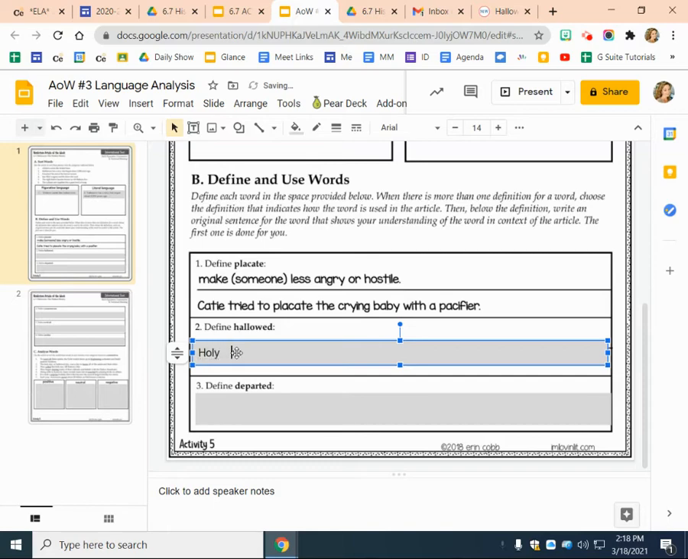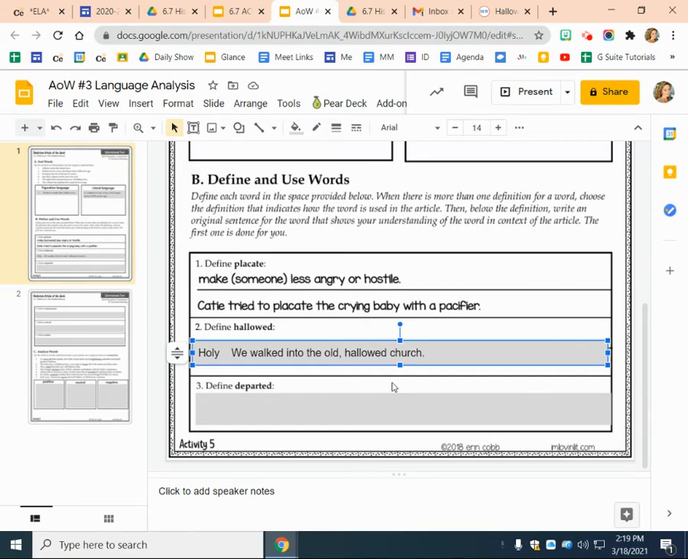And I'm going to write a sentence that shows that I understand what it means. I'm going to say, we walked into the old hallowed church, period. Okay, so a church is hallowed, it's holy. So if I can replace hallowed with the word holy, you can see where it makes sense. We walked into the old holy church, or hallowed church is the synonym for holy, just like that thesaurus helped us earlier.